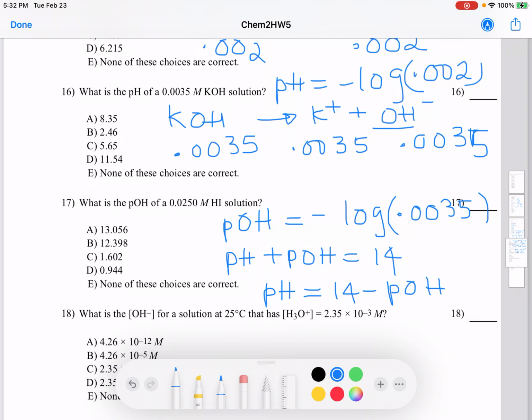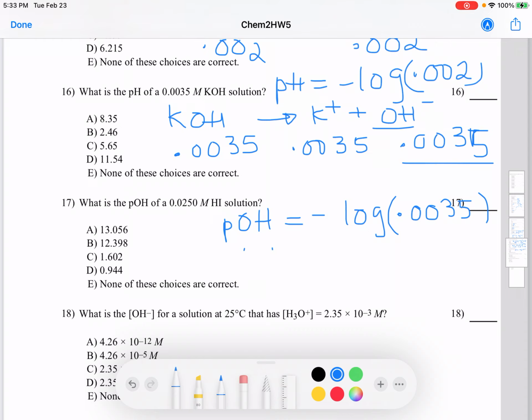So you do your calculation. I showed you the path. Okay, wonderful. So that's how you would do number 16. First find out the pOH from the given 0.0035. You will get a positive number, and you subtract that number from 14. Okay, all right, I am going to erase this one so I can show you the next one.